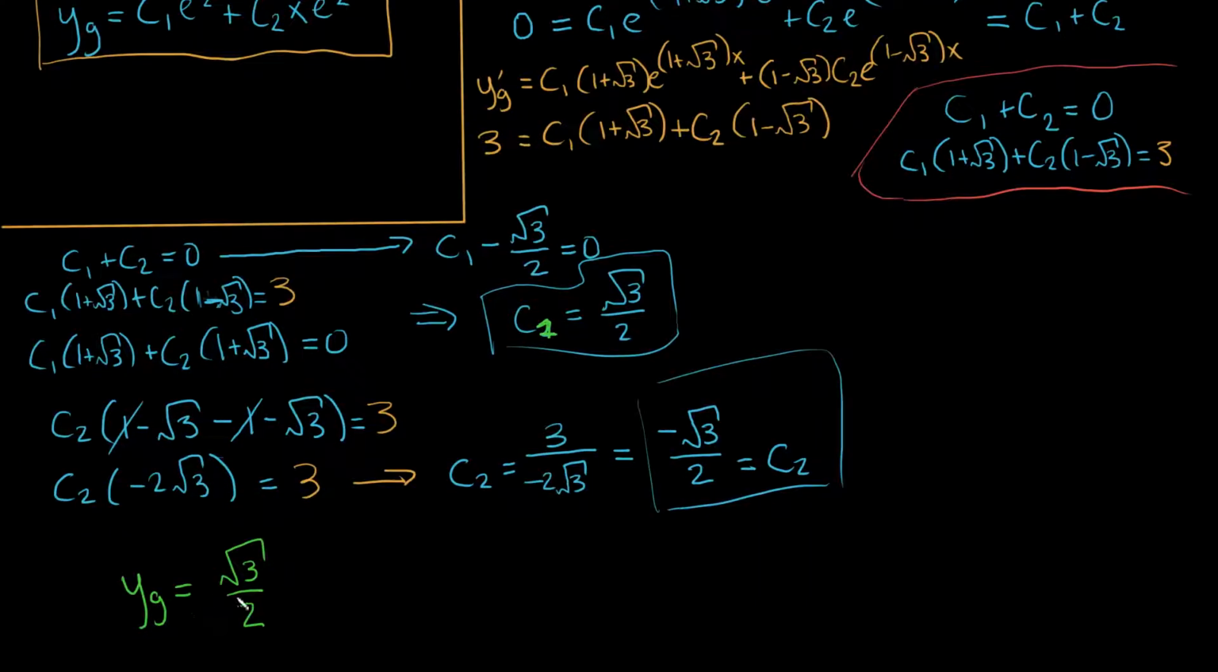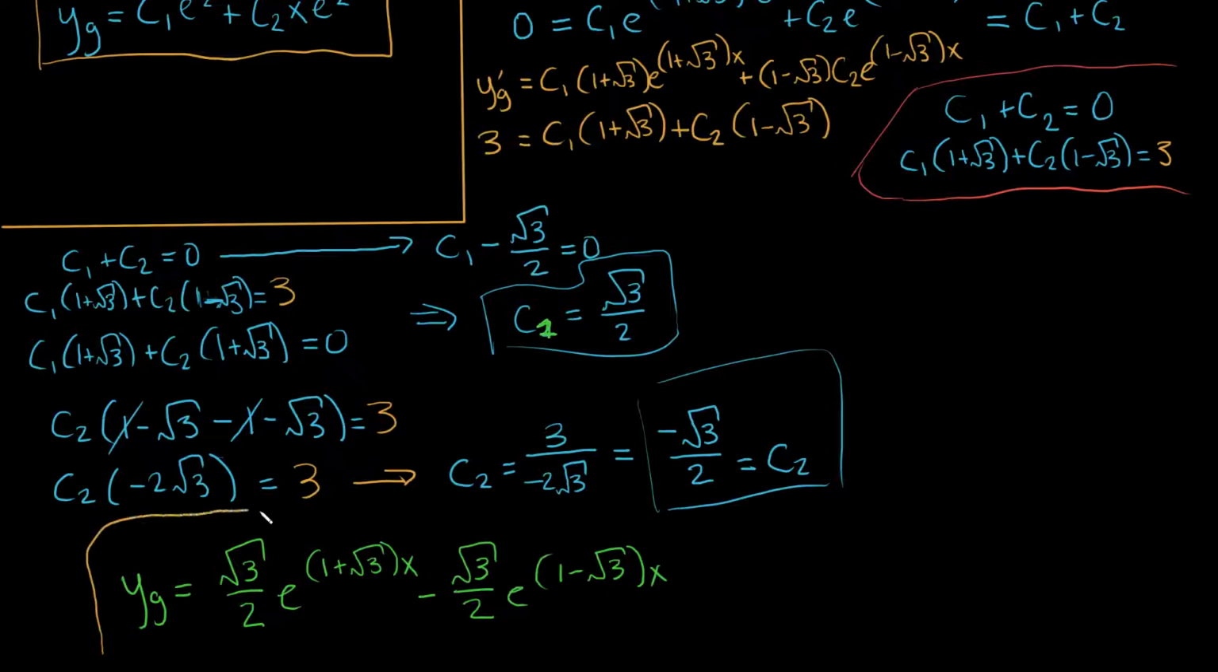So y is the square root of 3 over 2 times the first solution, e to the 1 plus the square root of 3 times x, and then the second constant is minus the square root of 3 over 2, times the second solution, e to the 1 minus the square root of 3 times x. So hopefully you can see it is definitely nicer to have nice numbers, but even with some strange square roots flying around, we were able to get a solution for ourselves.